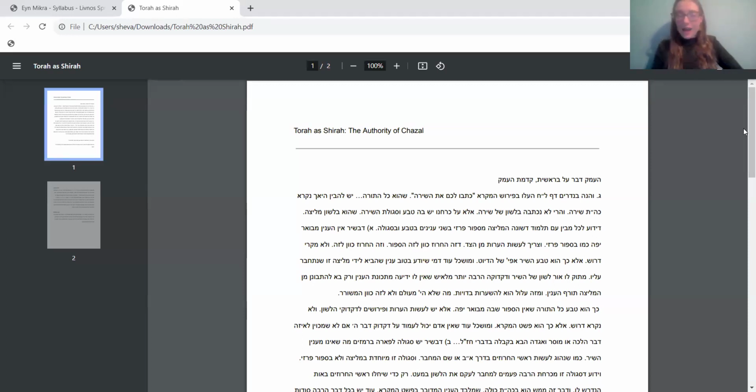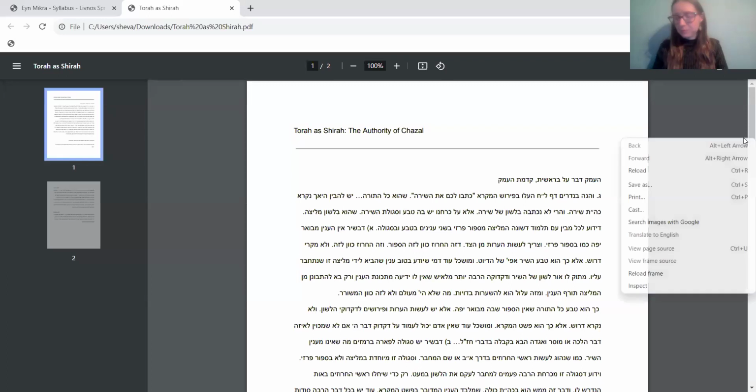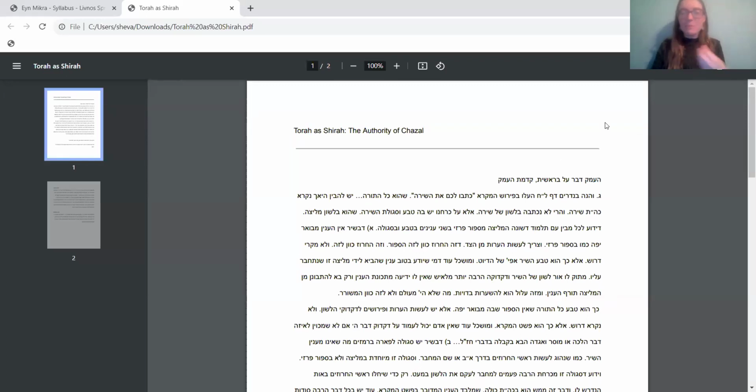The Netziv wrote the Hamik Davar, and in the Hamik Davar, he has an introduction, the Kidmas HaEmek. And we're going to see what does he see behind the meaning of the Torah being called a song.